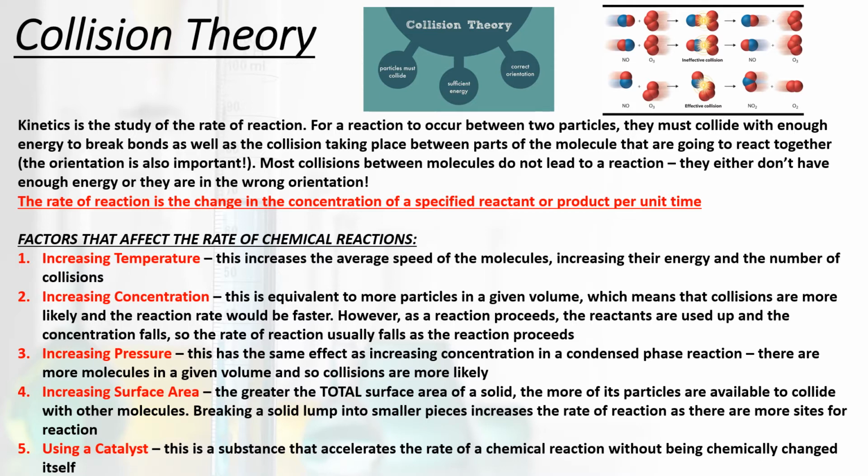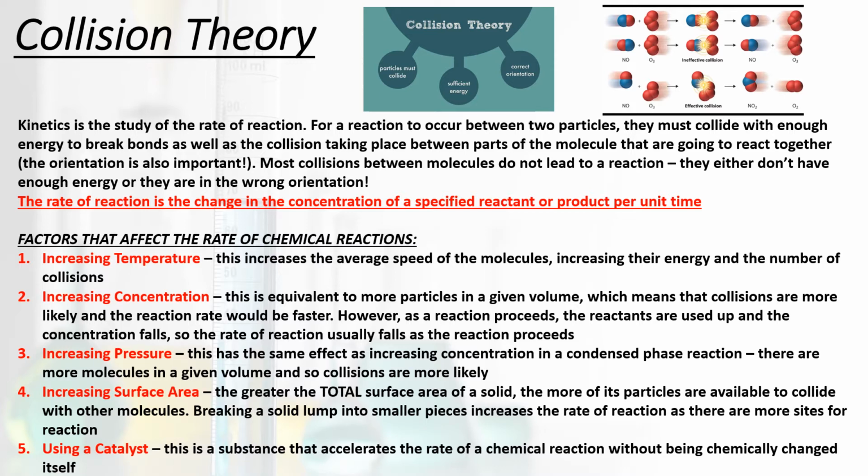Now, we can define the rate of reaction as being the change in concentration of a specified reactant or product per time. It's normally easier to monitor the concentration of a reactant because we know typically how much we started with. We know the concentration that we will have started with. And so it's easy to follow the fall in the concentration of a reactant or the rise in the concentration of a product. And so our rate of reaction is, well, how much does that concentration change in a given time?